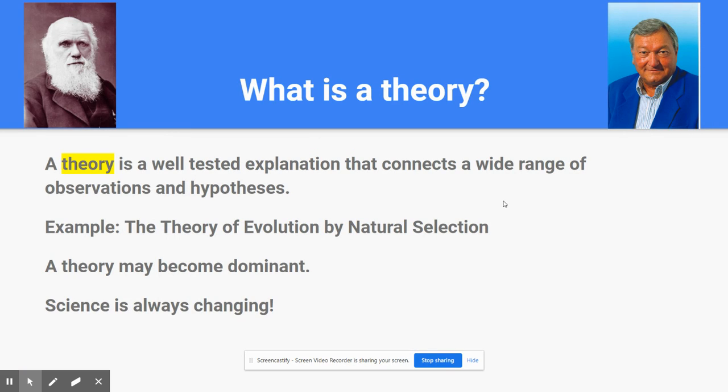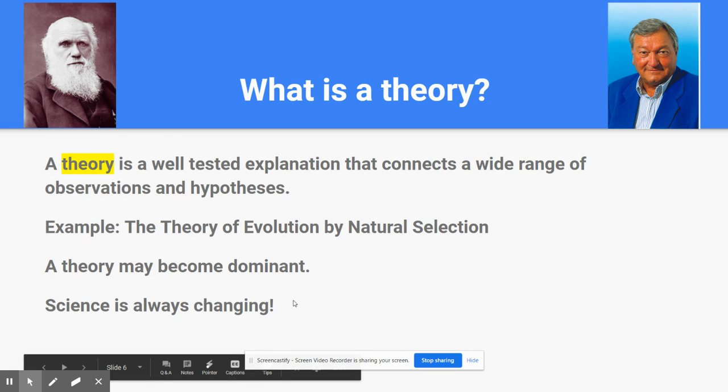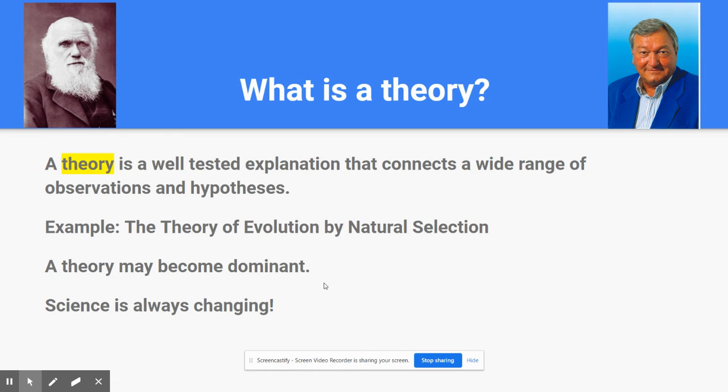All right, what is a theory? A theory is a well-tested explanation that connects a wide range of observations and hypotheses. So, an example is the theory of evolution by natural selection, and that's Charles Darwin here, and he's the guy that came up with that theory. And sometimes theories may become dominant. And in the world of science, this seems to be, at least recently, the most dominant theory. Science is always changing. There could be other theories out there, and maybe they aren't the most dominant, but if we learn new things, maybe they do become dominant.